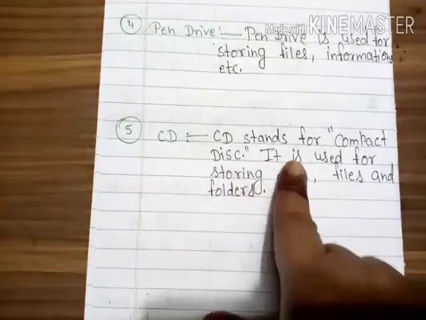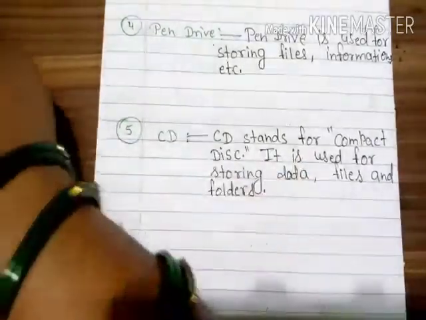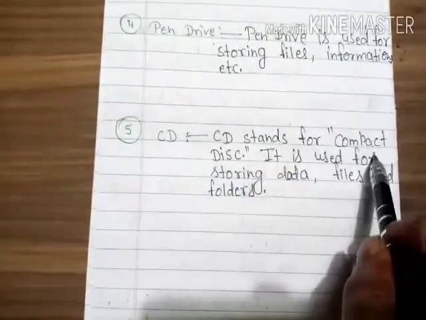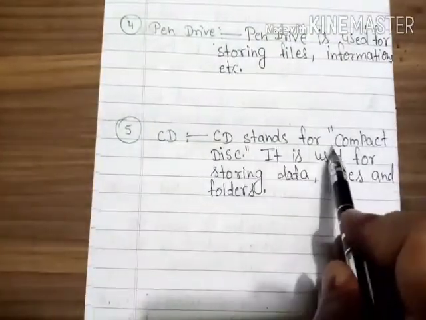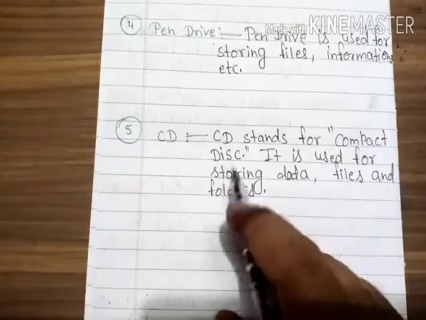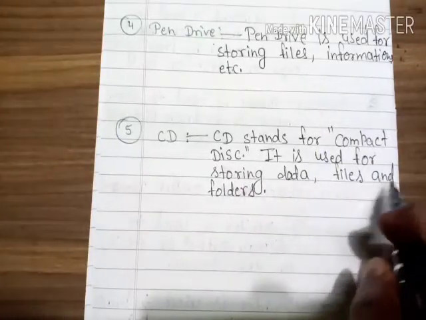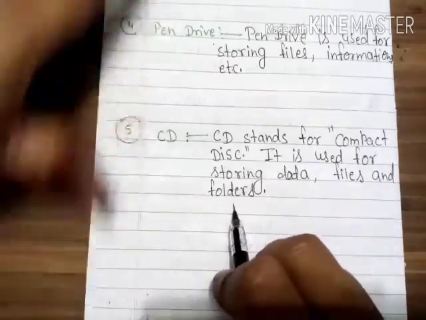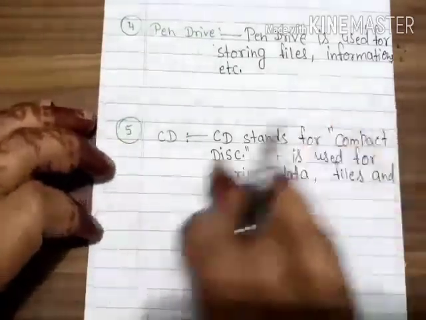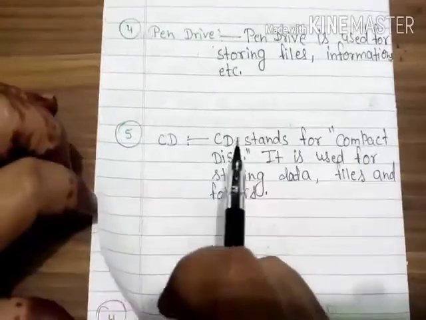So what is the use of CD? First we have written here the full form of CD. CD stands for compact disc. It is used for storing data, files and folders. So these are the extra questions which you have to write down in your computer copy.